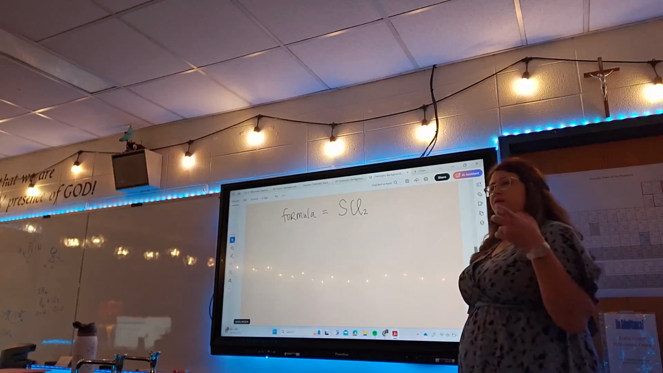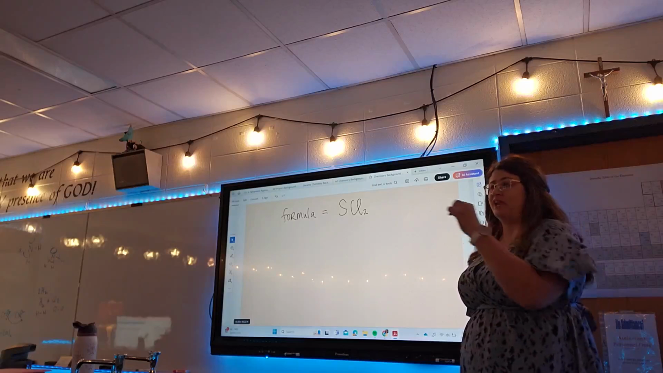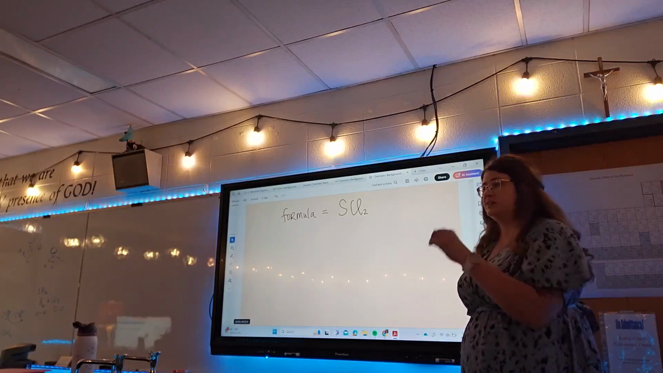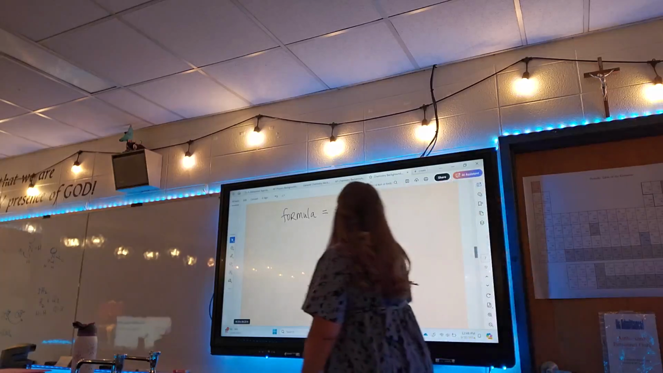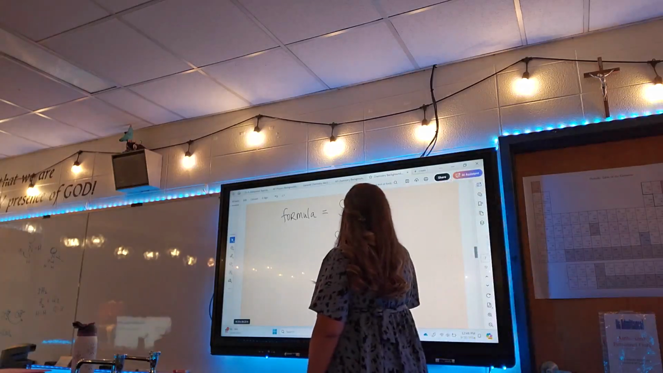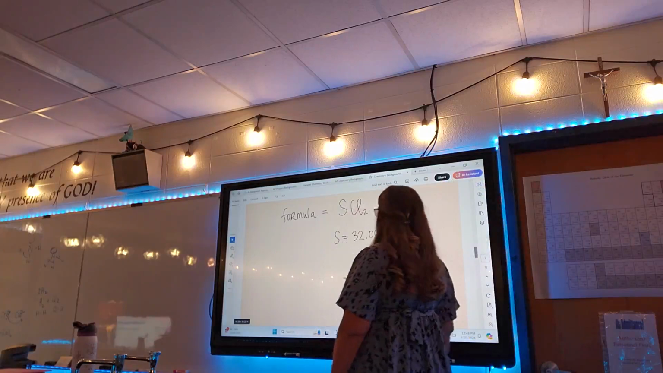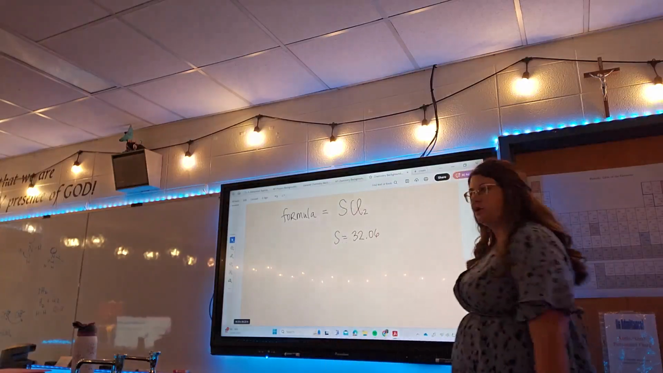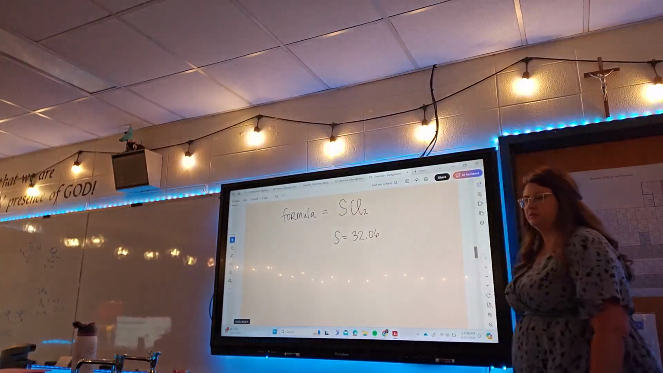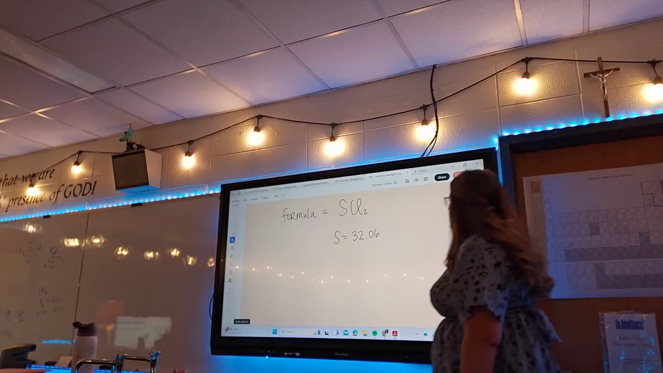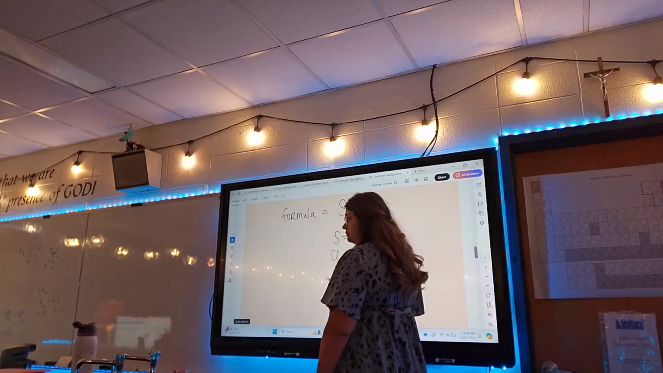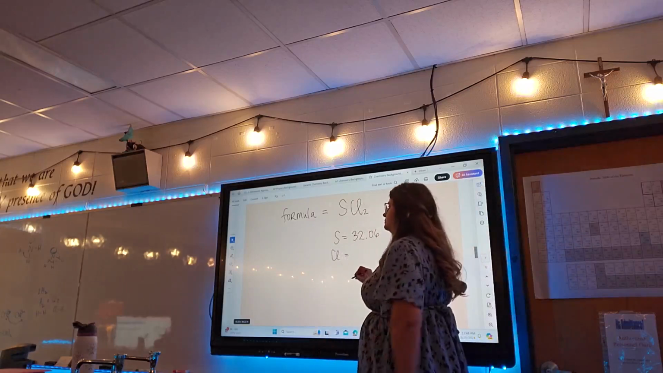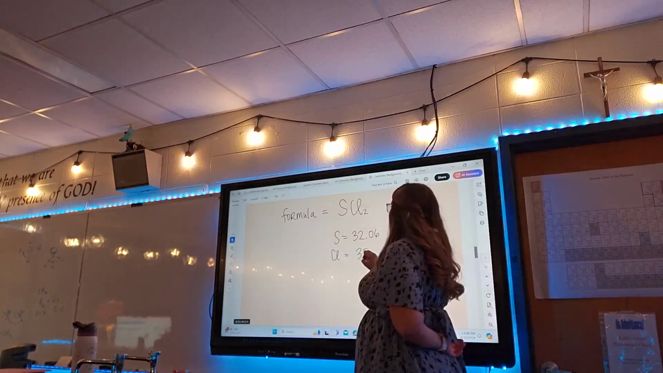So now, the way we calculate formula weight is to just add up all of the atomic weights of every single atom that's in this formula. It's a lot easier than it sounds. So sulfur, we just decided, has a formula weight of 32.06. How do I know that? It's on the periodic table. Chlorine has an atomic weight of 35.45.